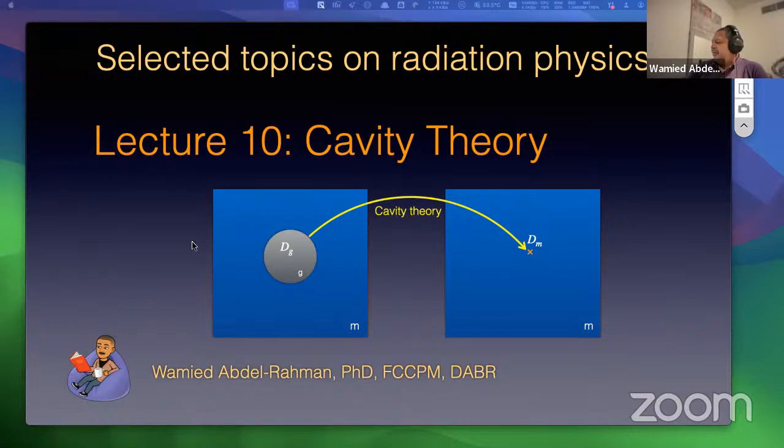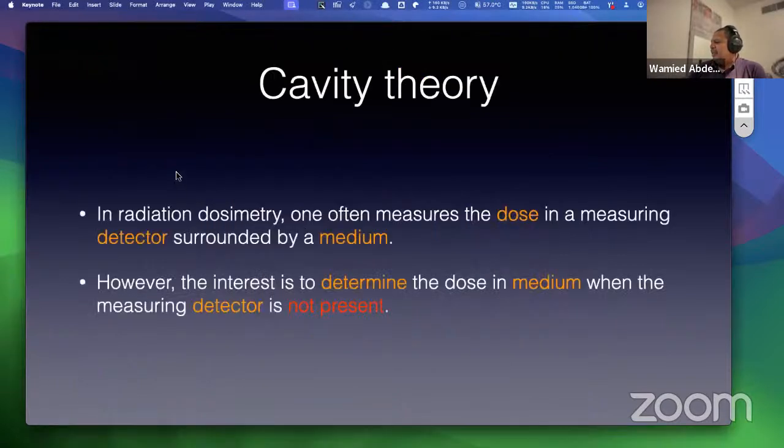So cavity theory. What is cavity theory? Usually in radiation dosimetry, we want to measure a dose in a medium, for example, in a phantom, in water, but we will actually use a detector to conduct this measurement. It's difficult, except I think for calorimetry, to measure the dose directly in a medium. In calorimetry, we measure the change in heat, and based on that, using the specific heat of water, we can directly measure the dose in water.